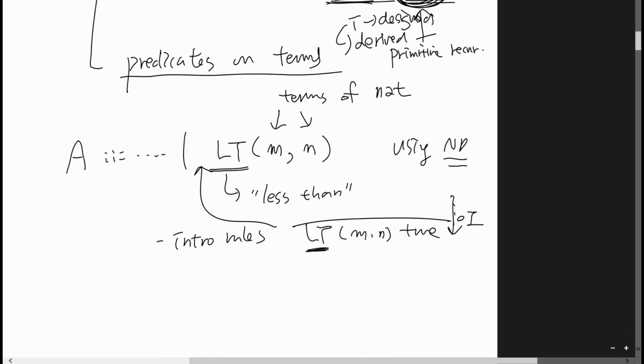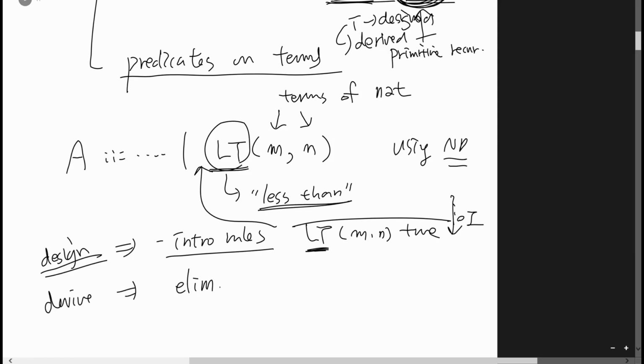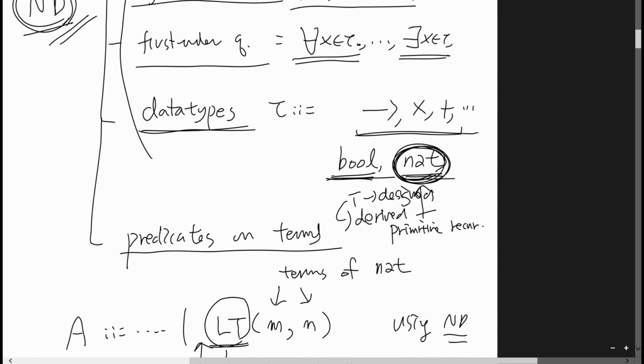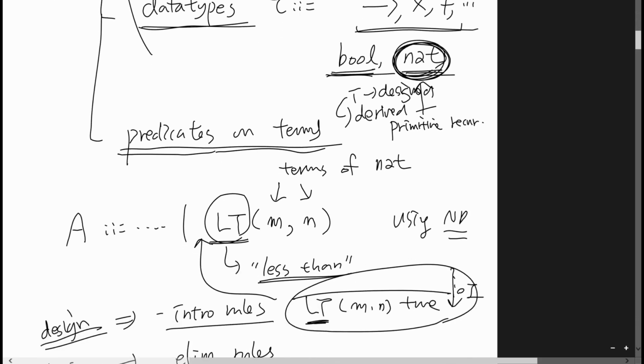Similarly here, we will design these introduction rules according to the meaning of this LT, or the intended meaning of this notion of less than. And then we will derive elimination rules from this introduction rule. So that's the plan. So to summarize, in addition to all these previous cases, we are now going to apply the principle of natural deduction to define predicates on terms. And we will use this predicate less than as a running example.